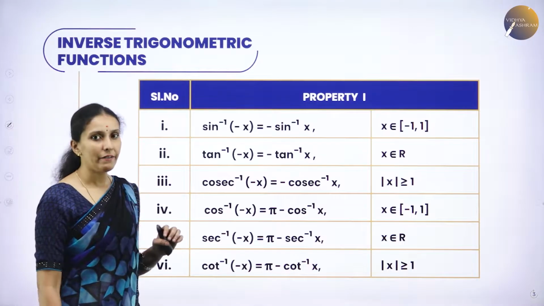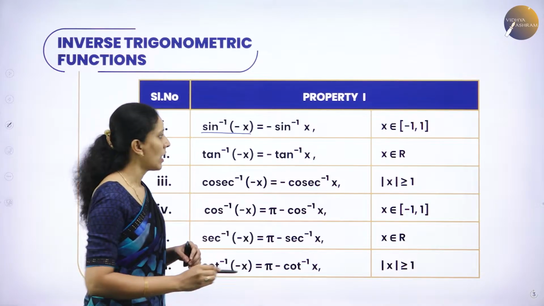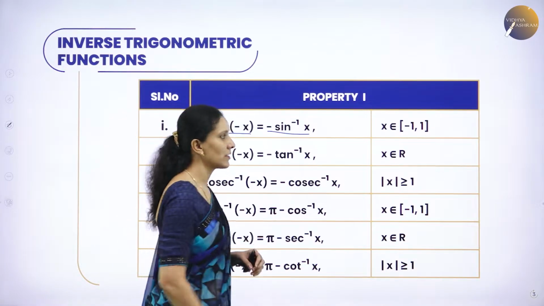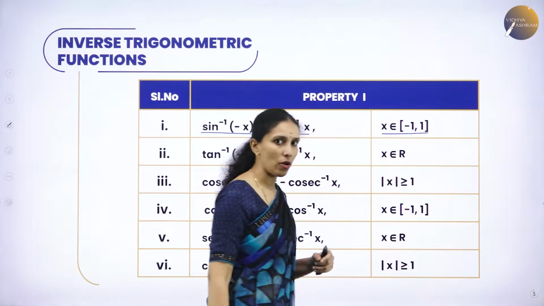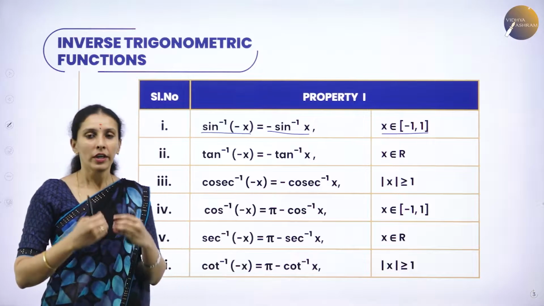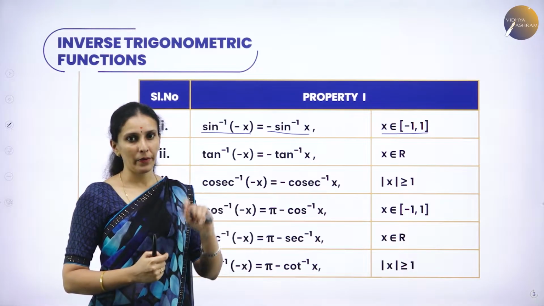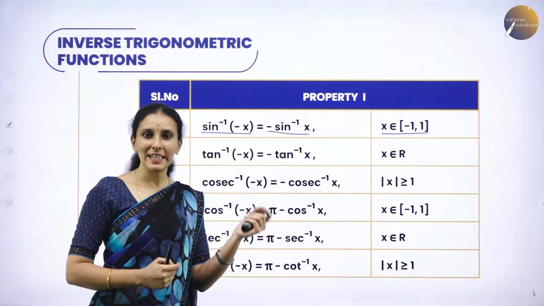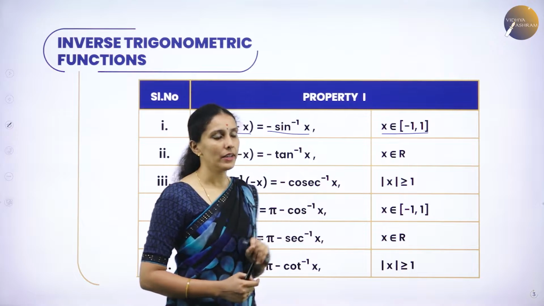So property 1 says sin inverse of minus x is minus sin inverse x, for the domain x belongs to minus 1, 1. We know the domain of all trigonometric functions. I already told you, you will be having a 1 mark question to write the principal value branch or the domain of any of the 6 trigonometric functions. So this is the domain here given.